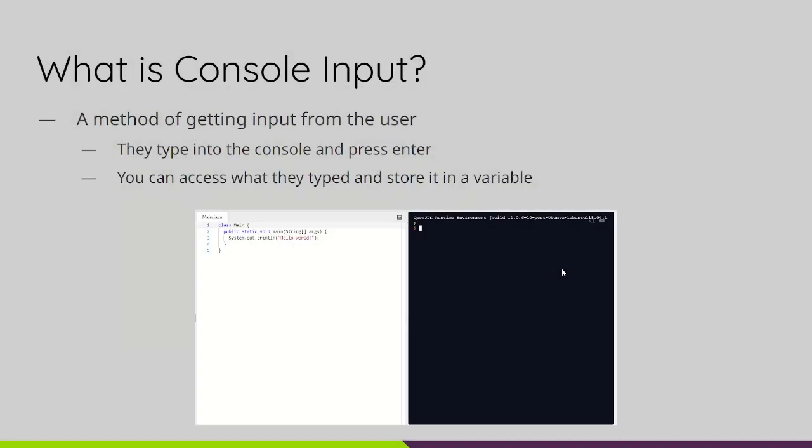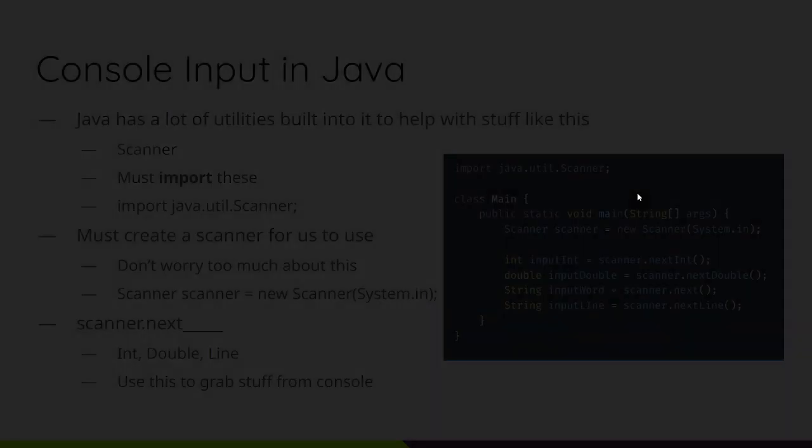So console input is basically getting input from the user, right? Because if code doesn't get any input from the user, then there's no point in really running it at all. So console input is input specifically from the console or the terminal, where you would type in something and then the code will respond accordingly.